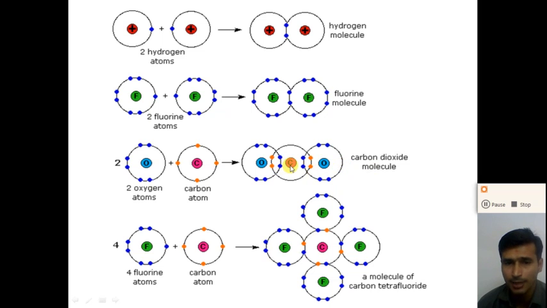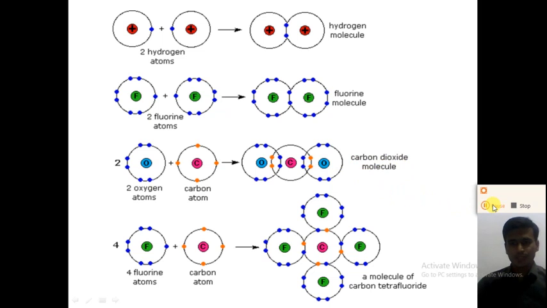So this carbon atom has 4 electrons in the outermost orbit. Out of these 4 electrons, 2 electrons are shared with one oxygen atom and 2 electrons are shared with the other oxygen atom, and it forms the carbon dioxide molecule, right?